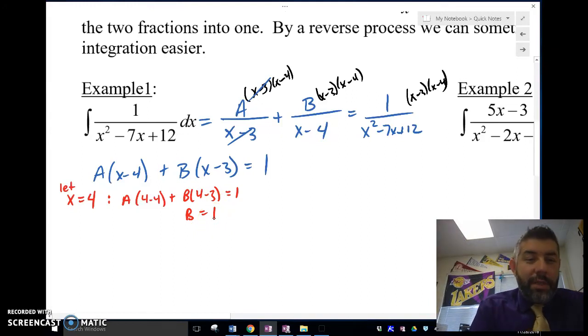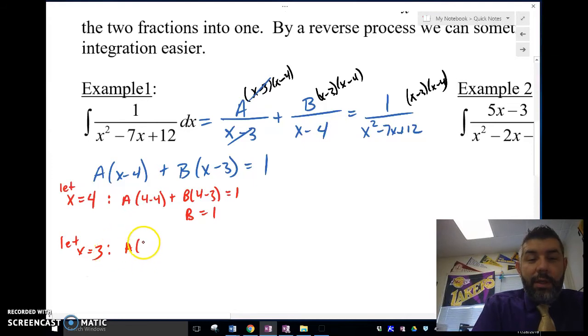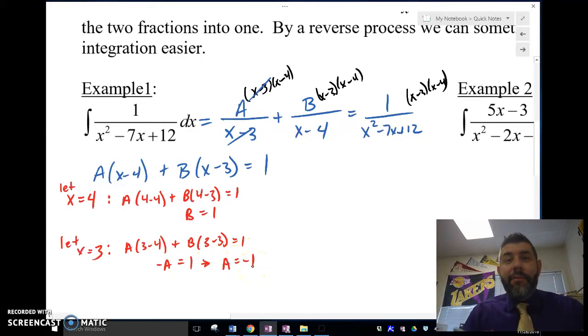Let's do that. And let's let x equal 3. That would give me 3 minus 4 plus b times 3 minus 3 equals 1. Or actually, that would give me negative a equals 1, which gives me a equals negative 1. Look at that. I found a and b.